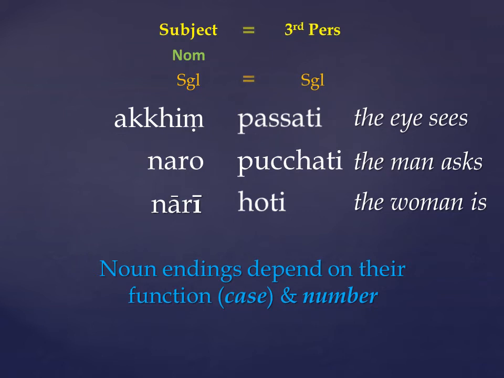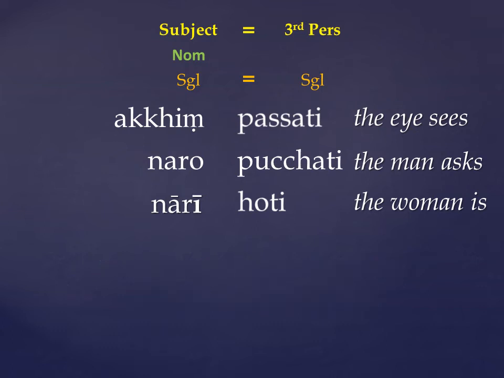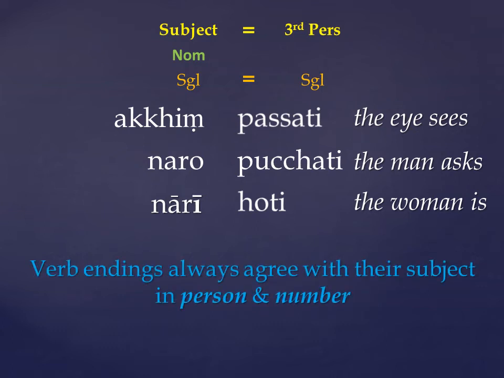The verb is said to agree with its subject in both number and person, so here the verb is singular and in third person. And by that I mean that the man, the woman, and the eye, all these nouns are in third person. They're neither I nor you. And this is a really important part of Pali. The verb must always agree in number and person with its subject noun.